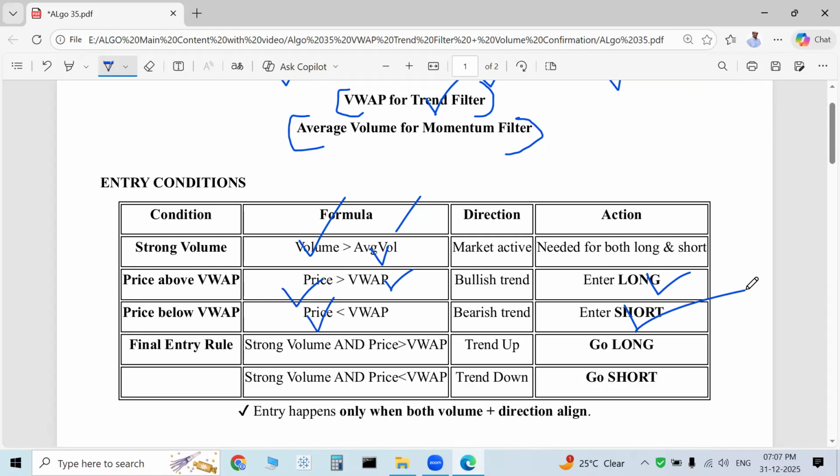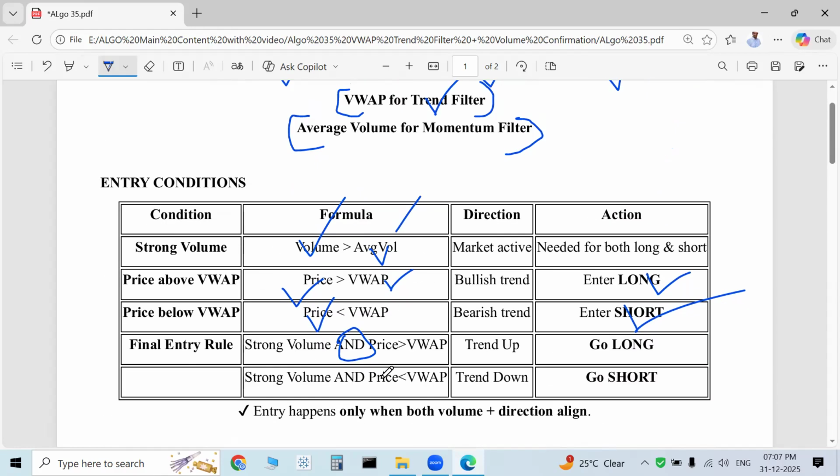First, calculate the average volume. Check with the current volume. If the current volume is greater than the average volume, then check the price. Price is greater than the VWAP, price is smaller than the VWAP. If the price is greater than the VWAP, go for a long position. If the price is smaller than the VWAP, go for a short position. Very simple logic. And there is an AND condition.